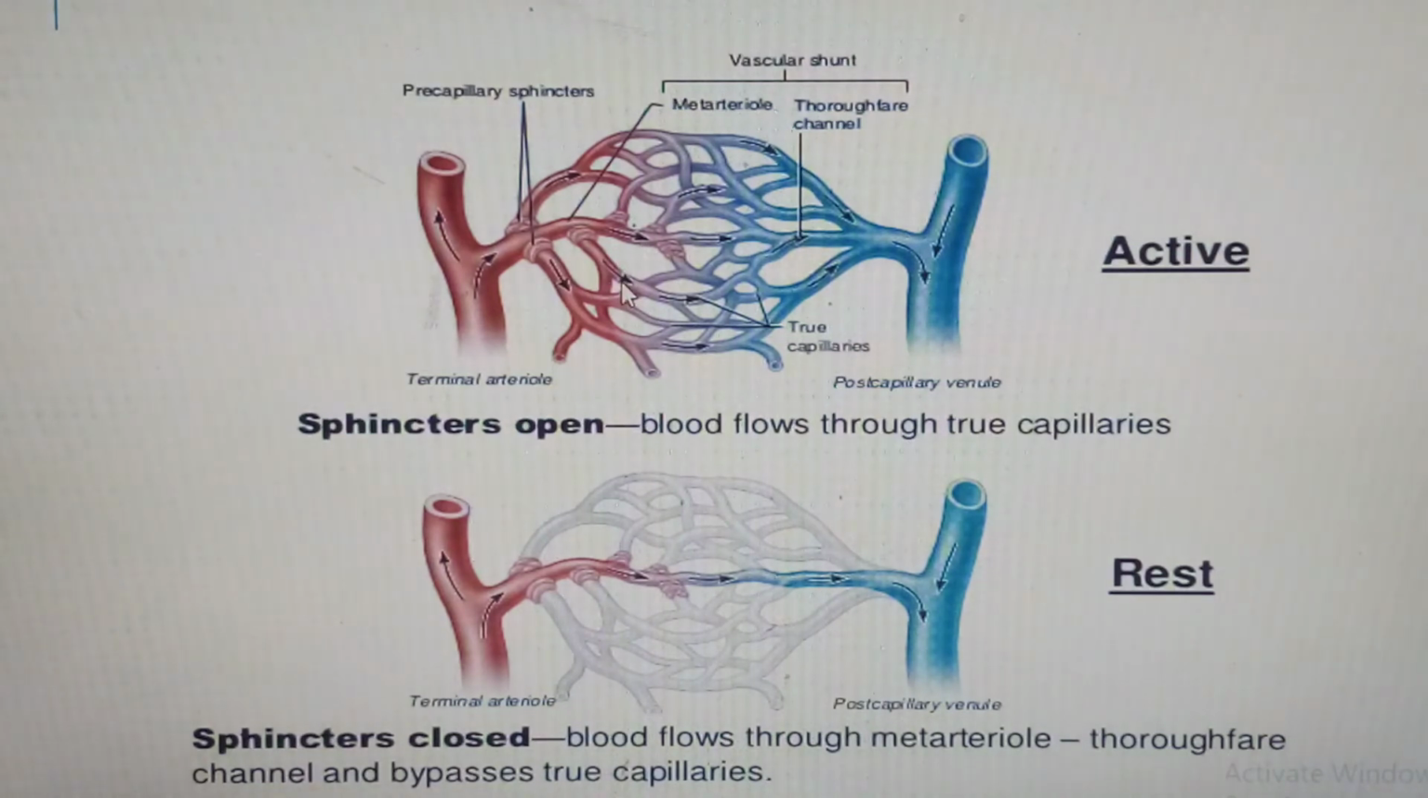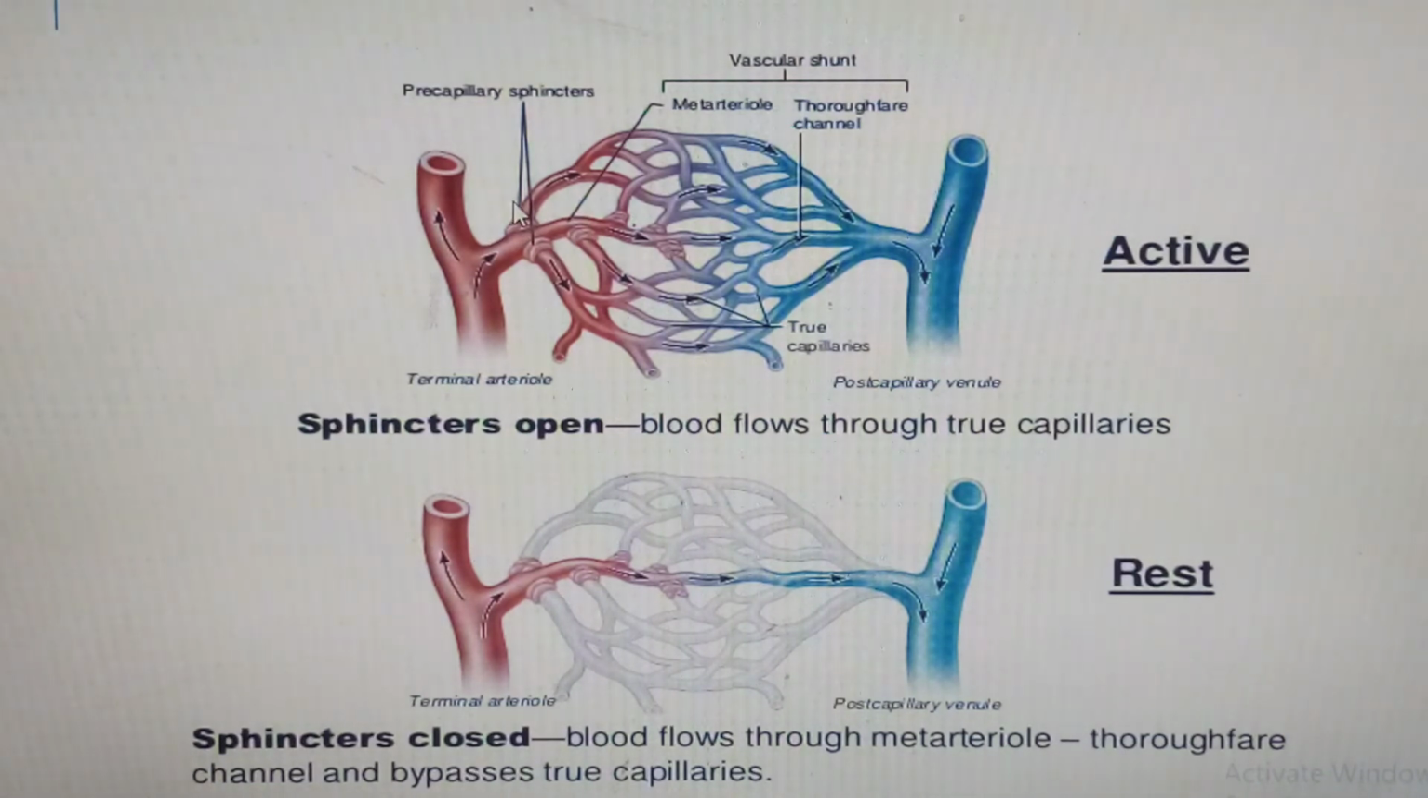Okay, 10 to about 100 capillaries could be derived from a single meta-arteriole. Now, with these meta-arterioles, you can see that we have some kind of sphincters over here, which we call pre-capillary sphincters. Before we get to the capillary, around where we have the meta-arterioles, we are going to have these pre-capillary sphincters, which are rings of smooth muscle that regulate blood flow through the capillaries. By so doing, they ensure where the blood will go.